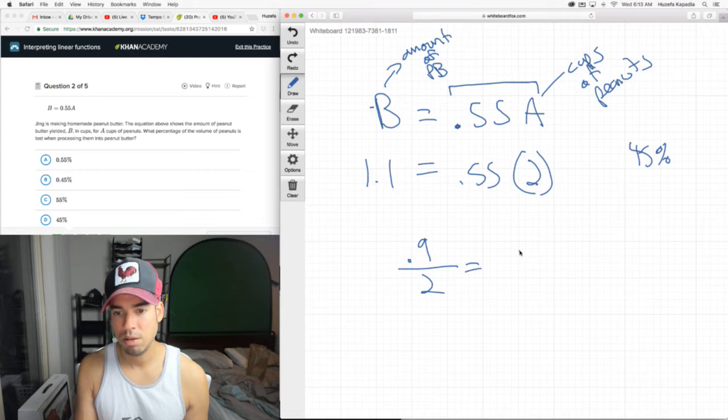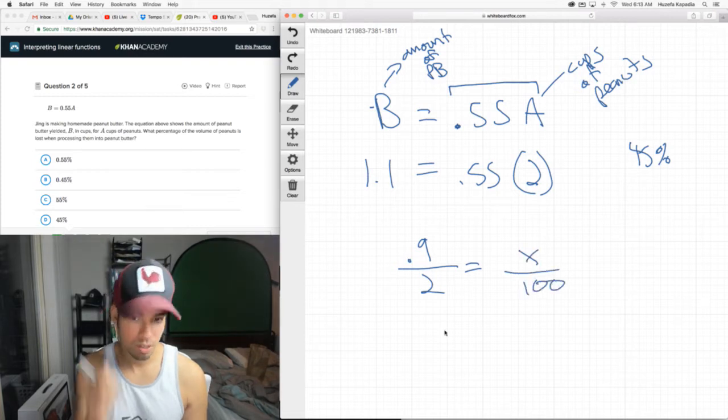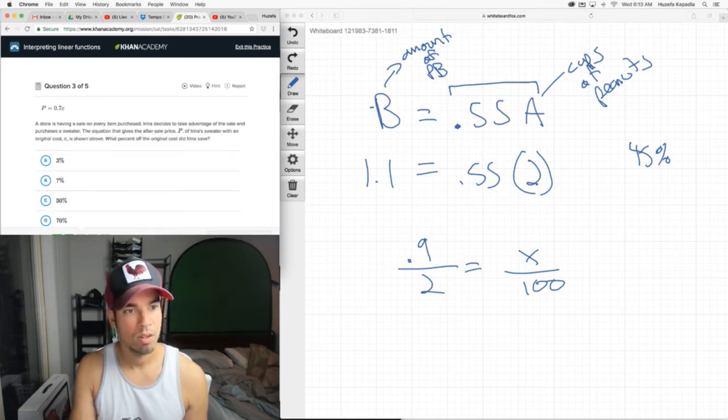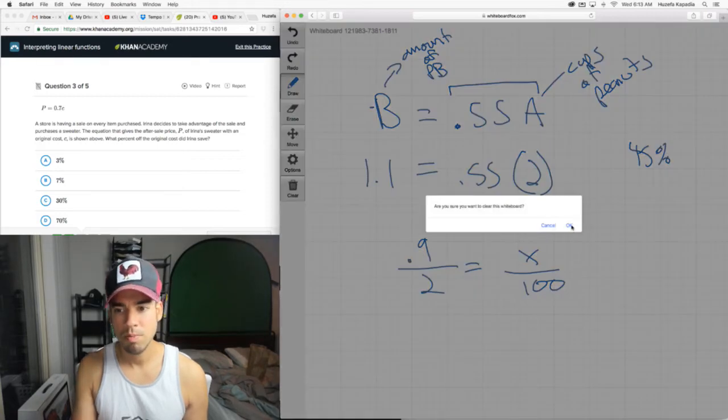And then you could set this up equal to a percentage proportion and solve it that way. But anyways, we're losing 45%. This is the one that might trip you up, 0.45%. All right, let's go on to the next problem.